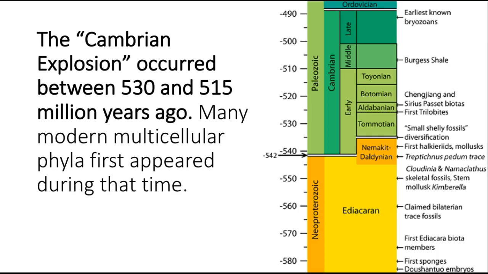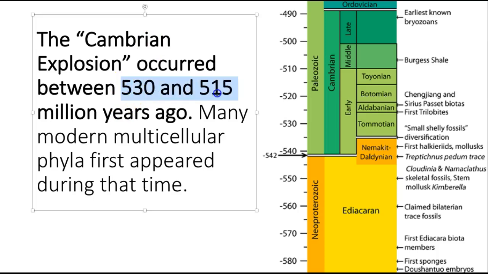Animals Part 2, starting with the first one, the Cambrian Explosion. I'm not going to ask you the exact years of when the Cambrian Explosion happened, but you should have a sense of when it happens. It was between 530 and 515 million years ago, a long time ago.